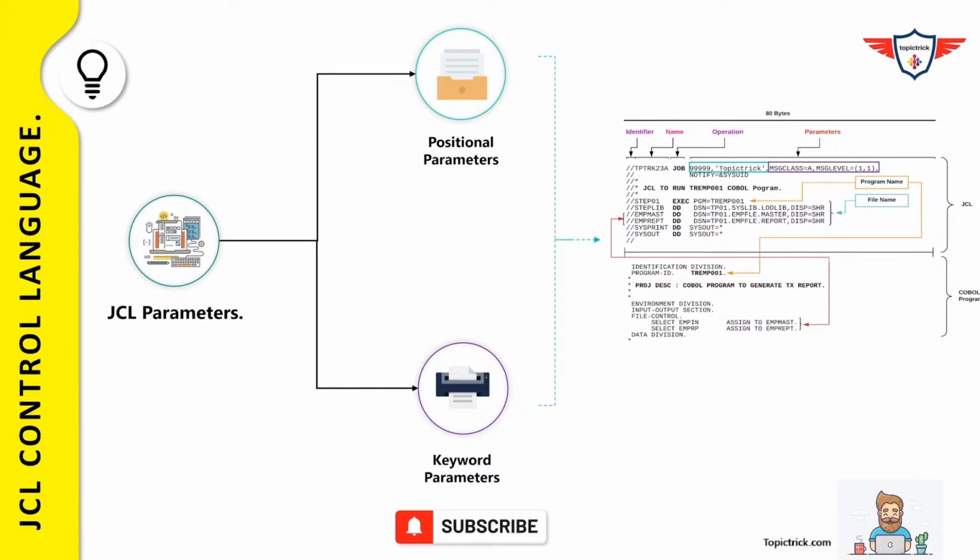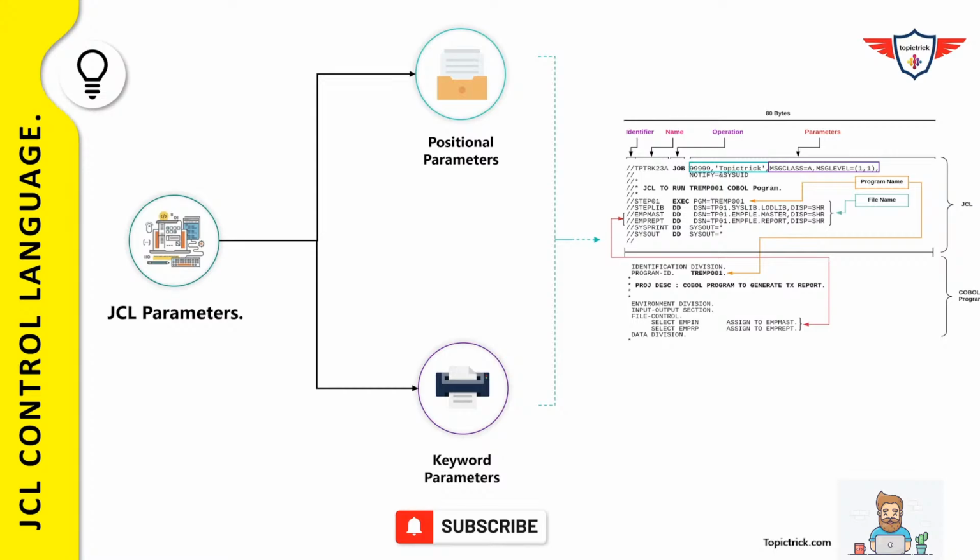In the following example, I have used 2 positional parameters. The first one is accounting information, that is five times the number 9, followed by the username, and in the username I have specified Topictrick. Both parameters are highlighted with green color. I hope by looking at the example you are able to understand what positional parameters are. In a nutshell, positional parameters have a specific place in a control statement, right?